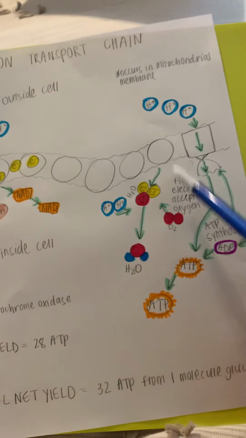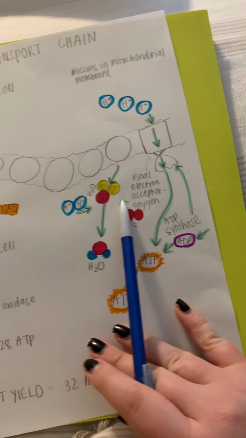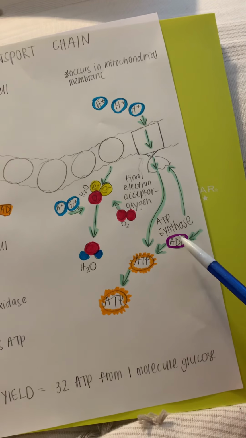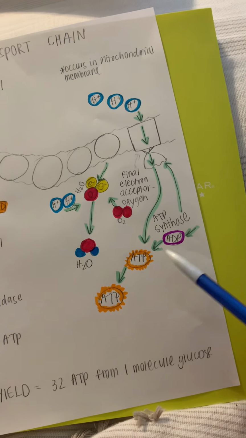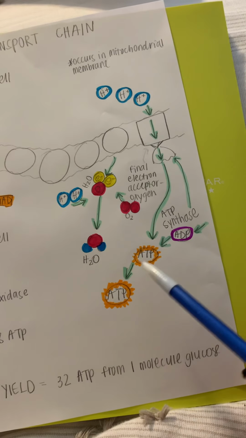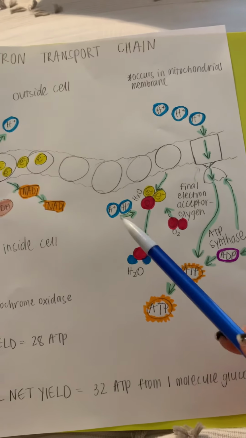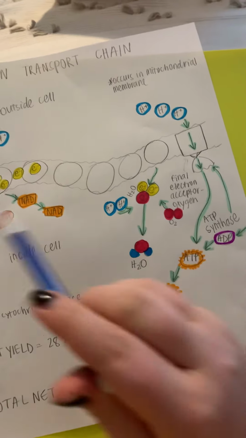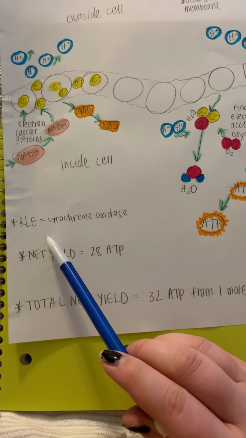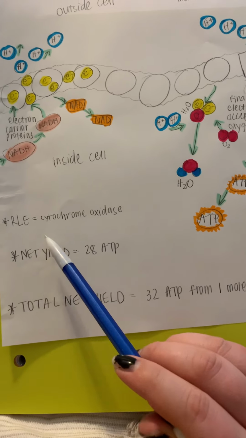Also, the H pluses are coming through here. This is ATP synthase, and you have ADP coming through as well. All of that is coming together to form ATP. This is where all of your ATP is coming from in this whole thing. So your rate-limiting enzyme is cytochrome oxidase.